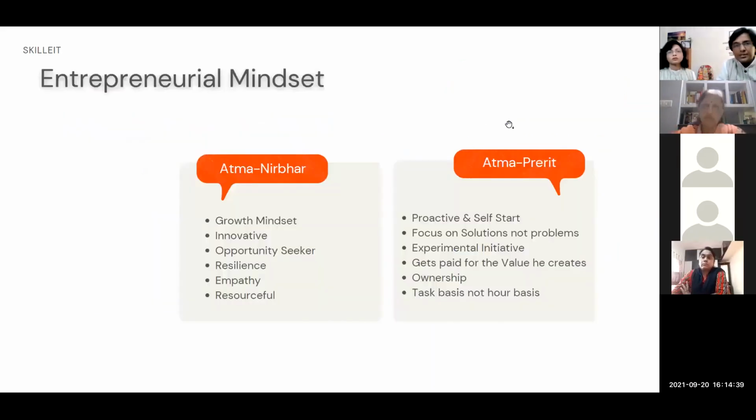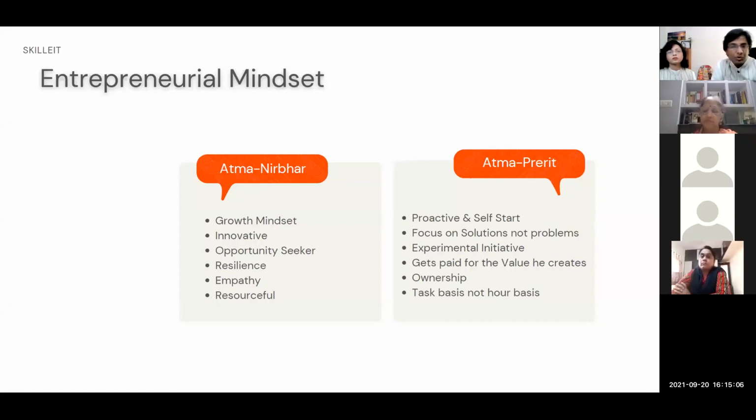Now we come to the basics of the entrepreneurial mindset. What are the two key elements that an entrepreneurial mindset a student should have? One is Atmanirbhar and Atmaprerit. Atmanirbhar means one has to be dependent on himself rather than on others, because the journey is very challenging and they have to take the vision and mission on their own shoulders, its failure and success.